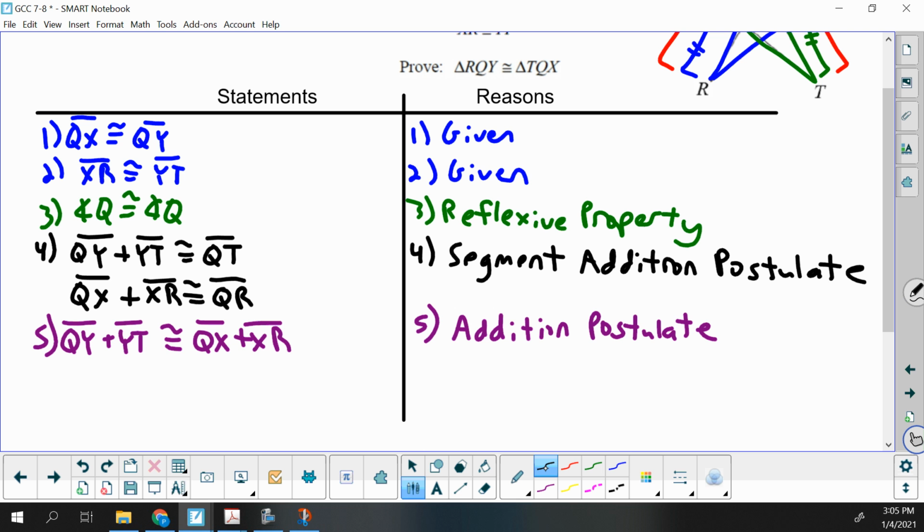And then our last one in the 3-step sequence with addition and subtraction is always just what we were trying to get. We were trying to get QT to be congruent to QR, and the reason is always substitution.